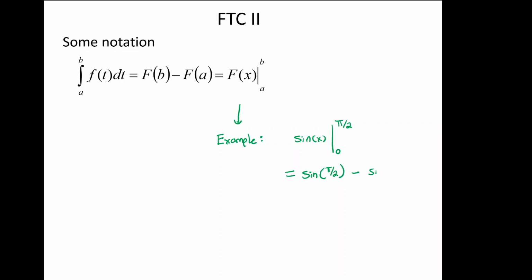Minus sine of 0. Sine of pi over 2 is 1. Sine of 0 is 0. So we get 1 as the answer. I'm showing you this just to highlight notation. That vertical bar means evaluate and subtract the two results.